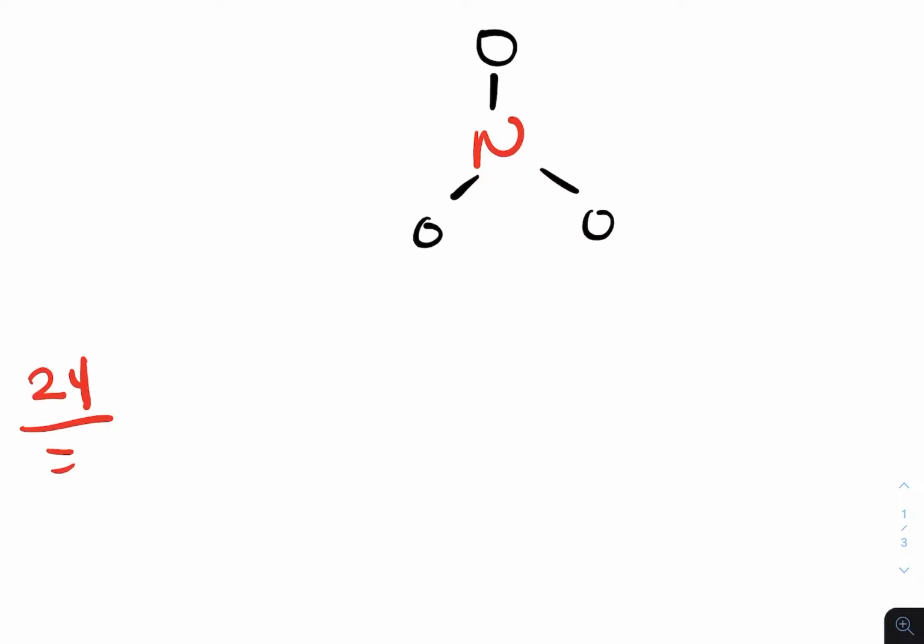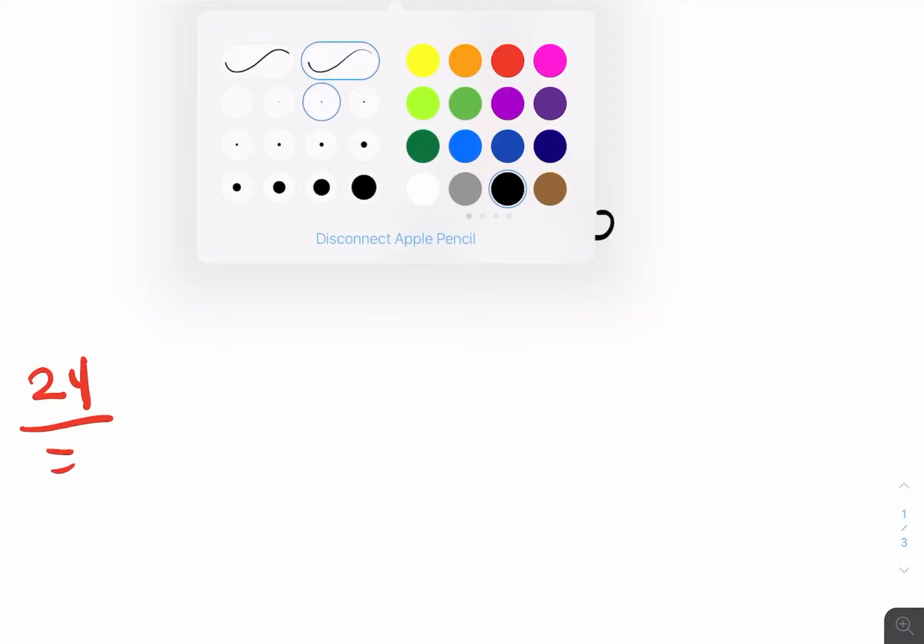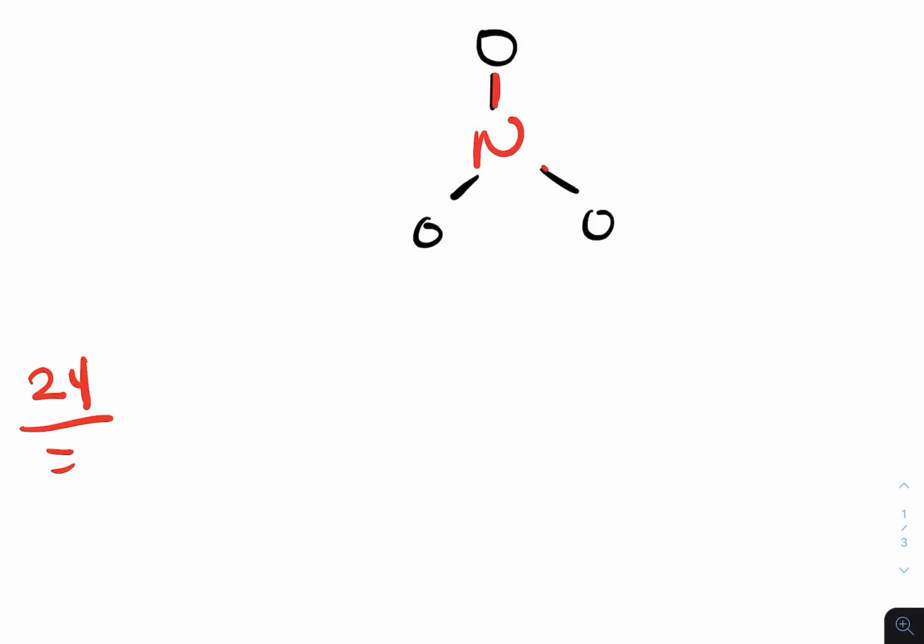So let's do the non-bonding electrons. Right now it has 2, 4, 6, 8, 10, 12, 14, 16, 18, 20, 22, 24. We're done. But there's one thing. If we do the formal charge of this oxygen right here, we end up finding out that the formal charge of it is minus.